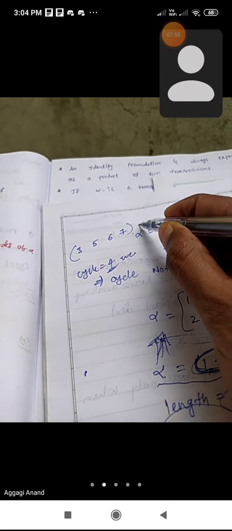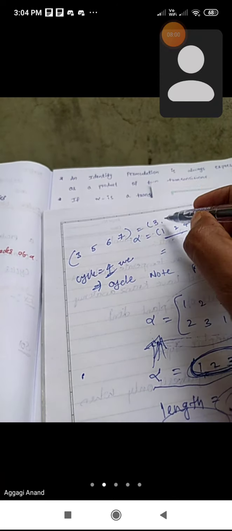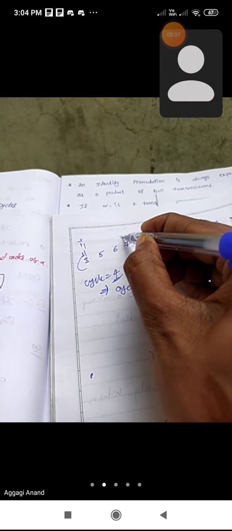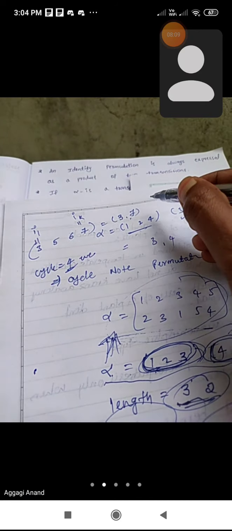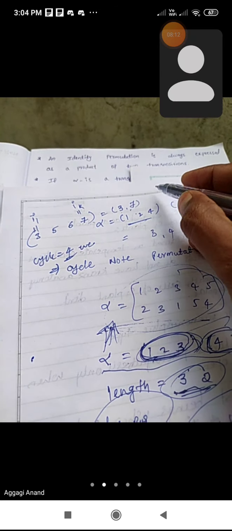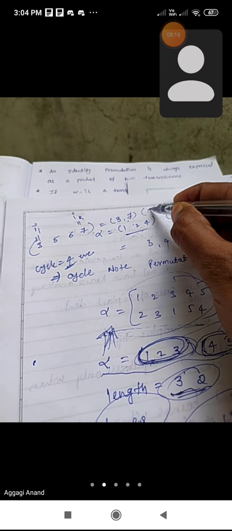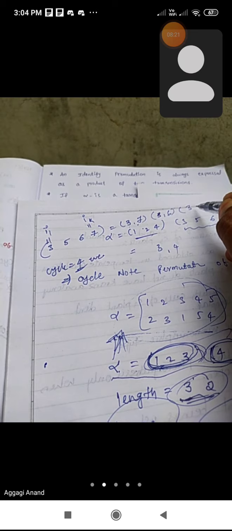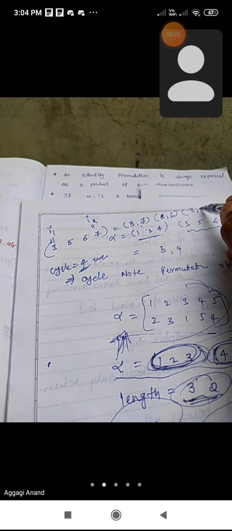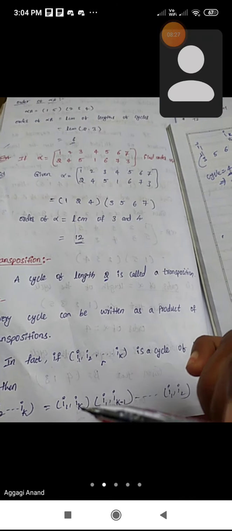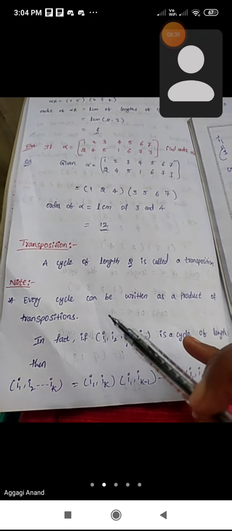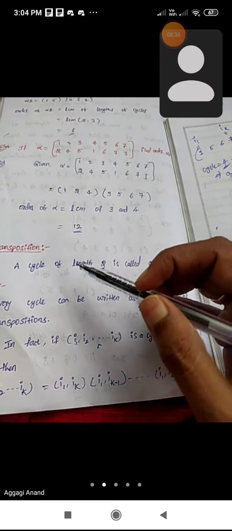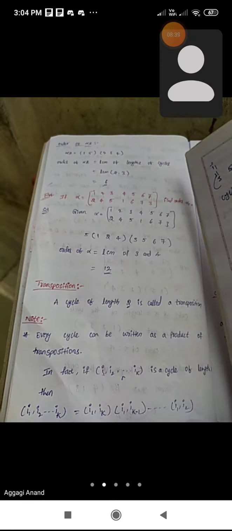How to write? I1 and Ik. This is the I1. This is the Ik. What we will get? 3 comma 7. Next, 3 comma 6. Next, 3 comma 5. Okay. This is clear. Any cyclic notation we can convert it to transposition. That is nothing but cyclic length is converted to 2.